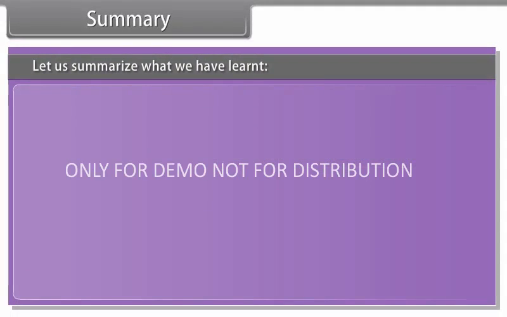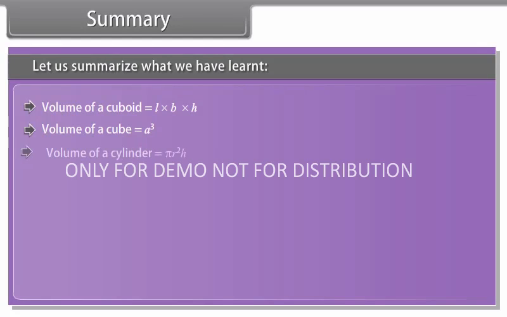Summary. Let us summarize what we have learned. Volume of a cuboid is equal to L into B into H. Volume of a cube is equal to A cube. Volume of a cylinder is equal to pi r square H. Volume of a cone is equal to 1 upon 3 pi r square H.